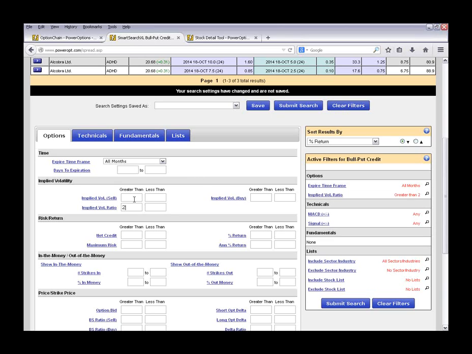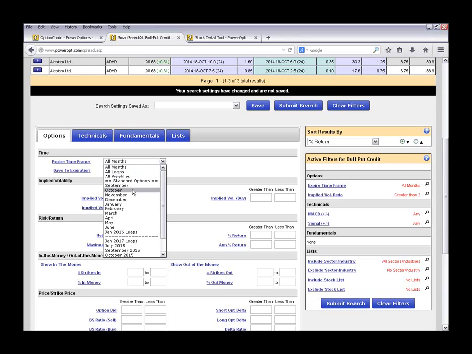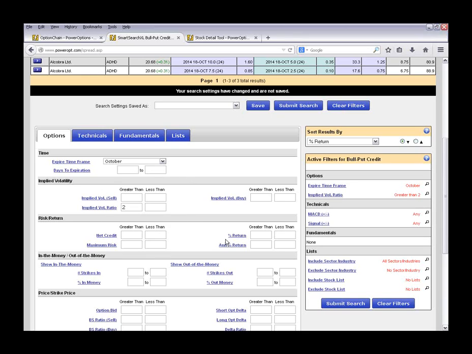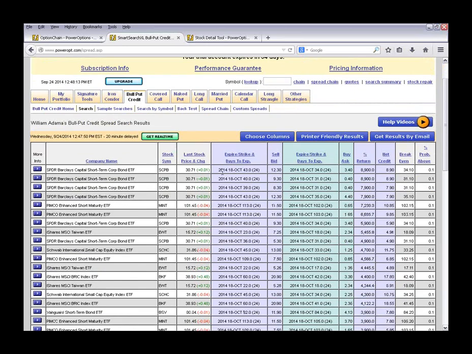So let's put in an implied volatility ratio of 2. Again, we'll just keep October for standard expiration, and let's put in no other filters, including strike difference and so forth. Let's go ahead and submit that. We will see some results, I bet. Okay, and yeah, so what are we seeing here?